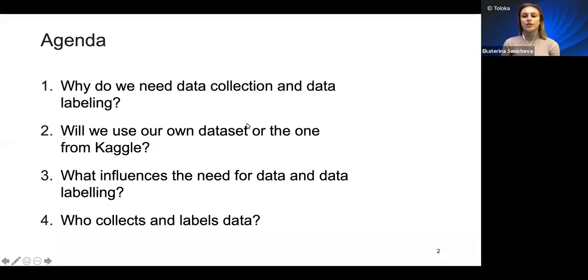Our agenda for today is quite simple. We will cover 4 questions, starting with why do we need data collection and data labeling? We will use our own data set or take a ready one from Kaggle, for example. What influences the need for data and data labeling in a company, and who collects data and who labels it?